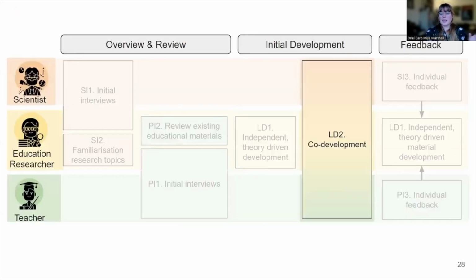And then we went into the co-development, and I showed these prototypes to the teachers and scientists in order to get feedback on the prototypes and the lesson structure and the scientific validity of it, so that we could improve and develop this lesson together.